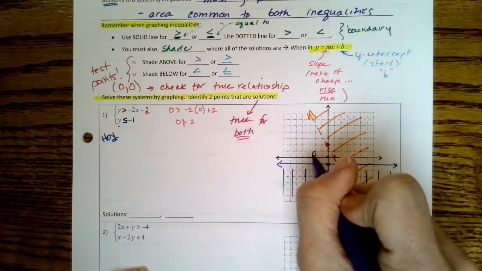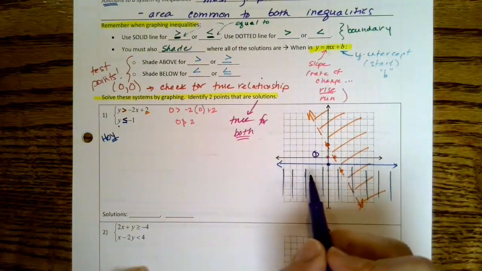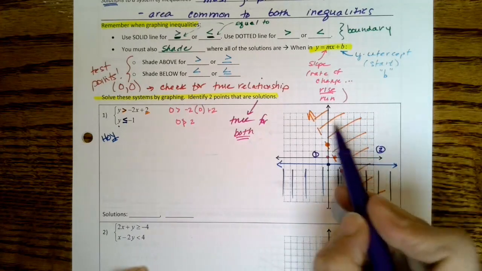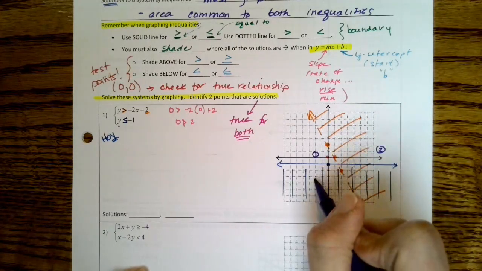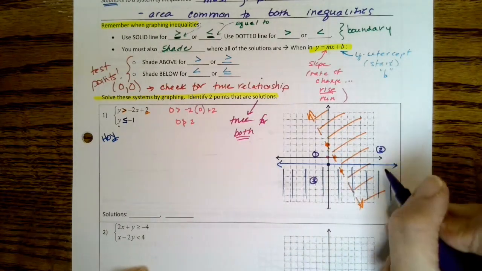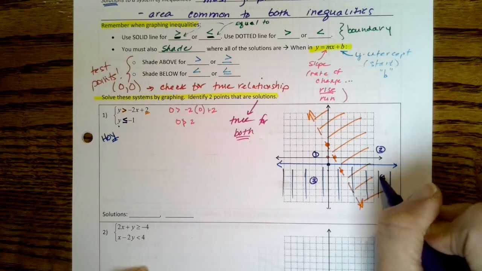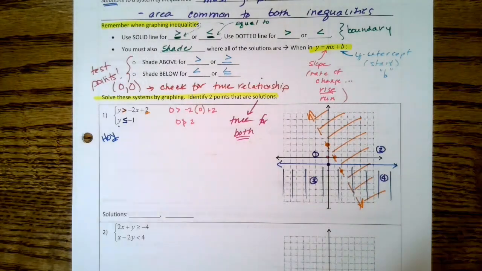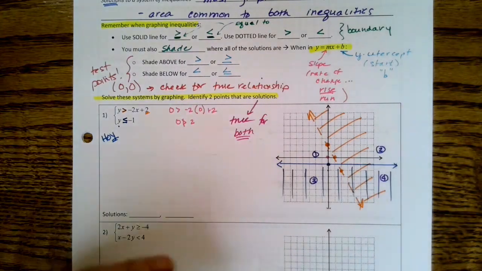I've got this area here where nothing is colored in. I've got this area here where just orange is colored in. I've got this area here where just blue is colored in. And then I've got this area here where both orange and blue are colored in. And guess what? That's going to be what I'm looking for.